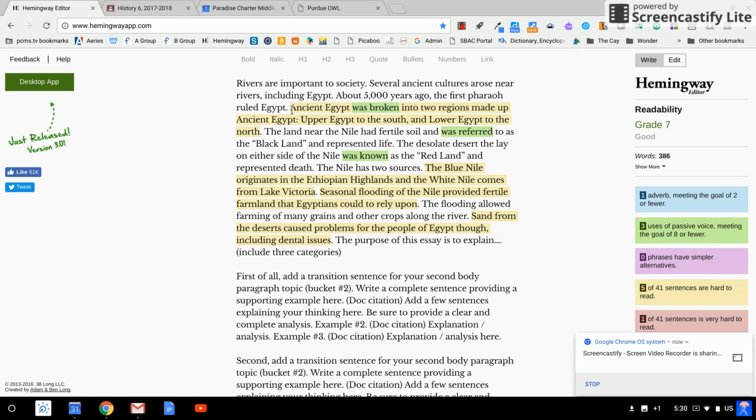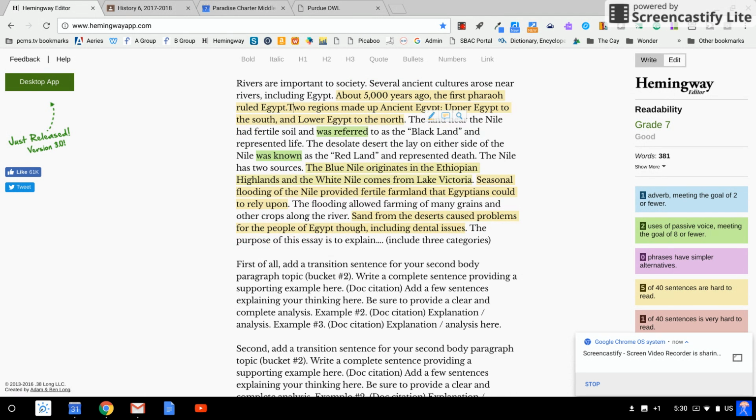So now I will get rid of this part, capitalize the word two. So I need to put a space here. Two regions made up ancient Egypt. Upper Egypt to the south and Lower Egypt to the north. It says the same information, but it's much smoother and easier to understand.